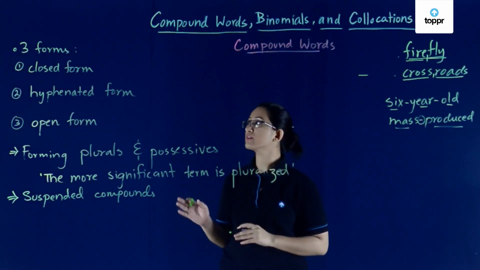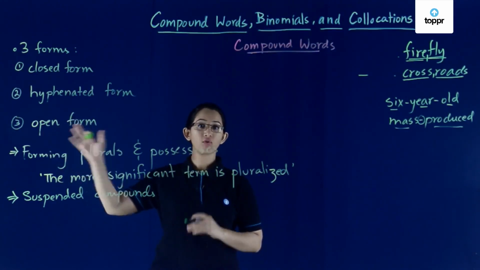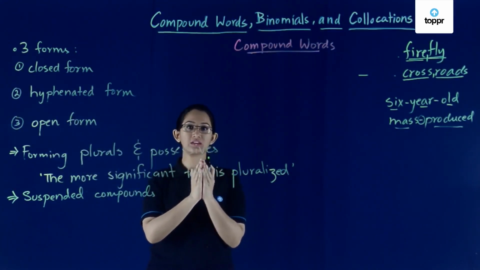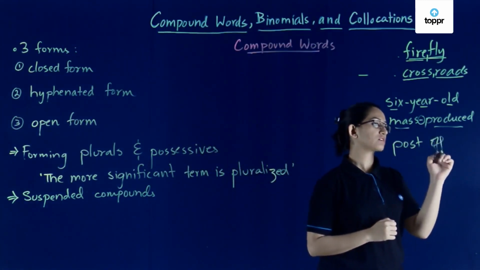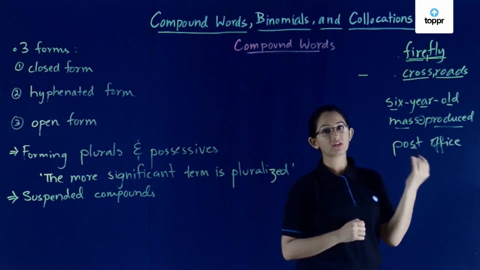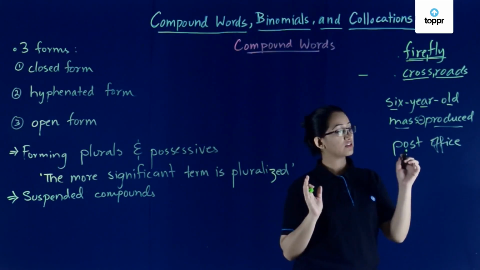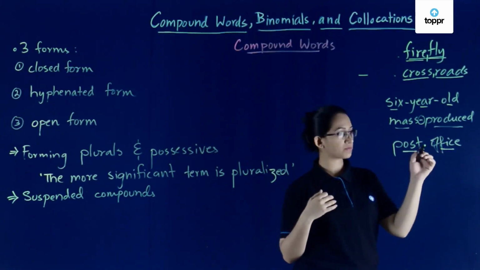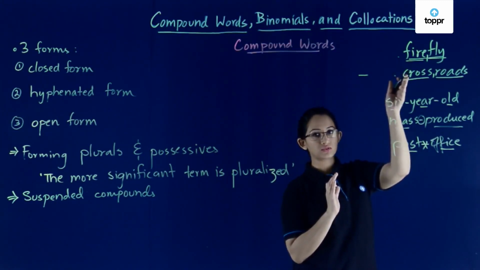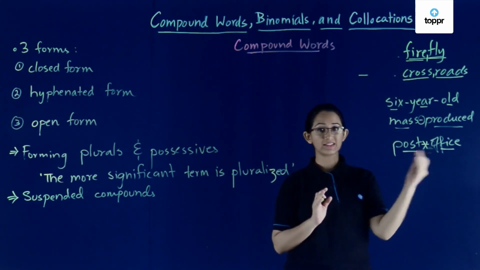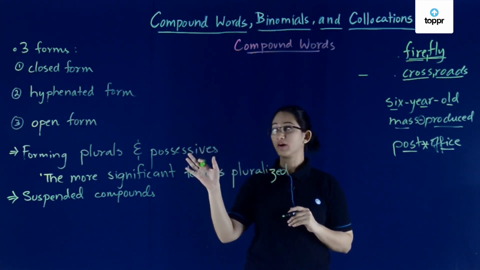Now the third form of compound word that we have is the open form. Now the open form has a space in between the two words. For example, we have words like the post office. Now I never mention the post office as only post or only office. I always use them together, right? So I use post and office. However, it's not separated by a hyphen and neither is it placed together like in the closed form. Therefore, words like this or compound words that have a space in between are called the open form compound words.